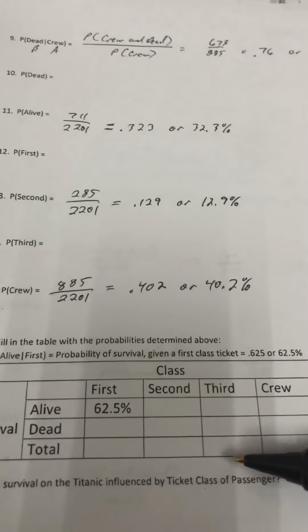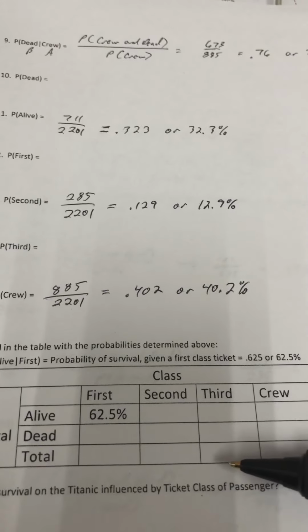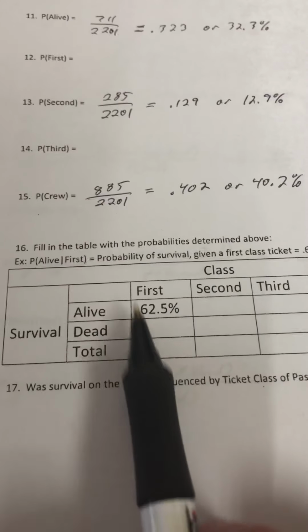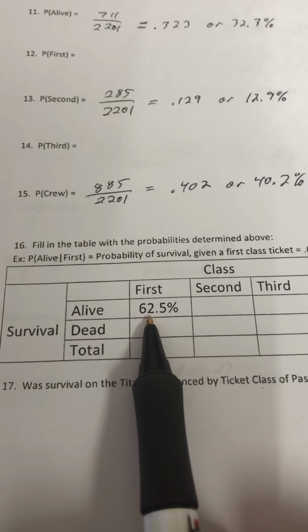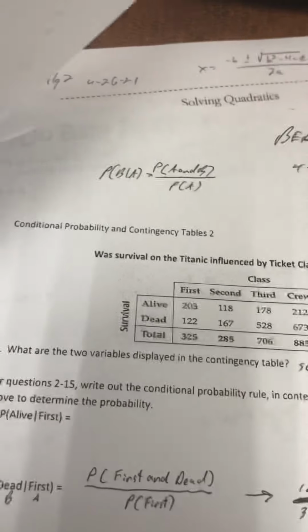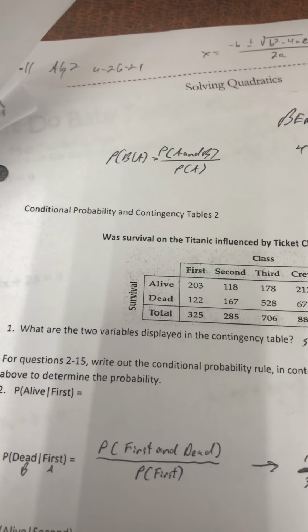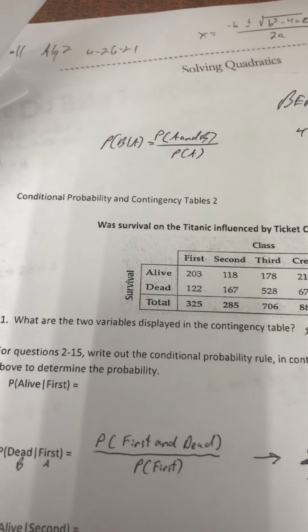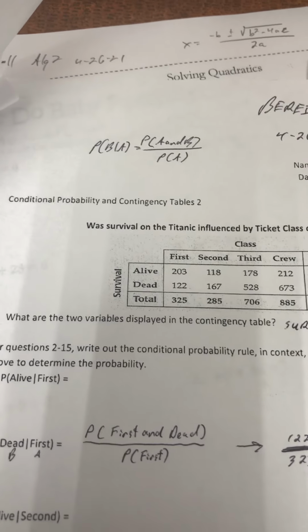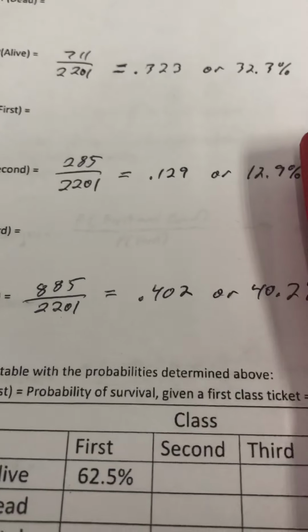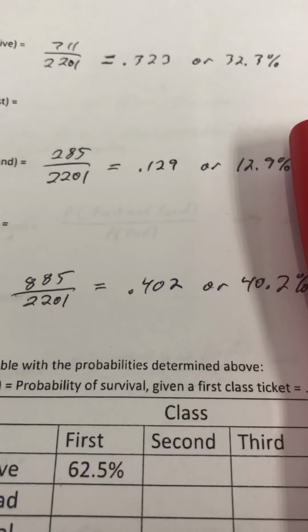Now this data you could take and put in these spots. You're just changing these to decimals. And one thing you could do, see how they got the first one done for us, alive out of the total. So you would do 203 out of the 2201. Let me see what that gets us.